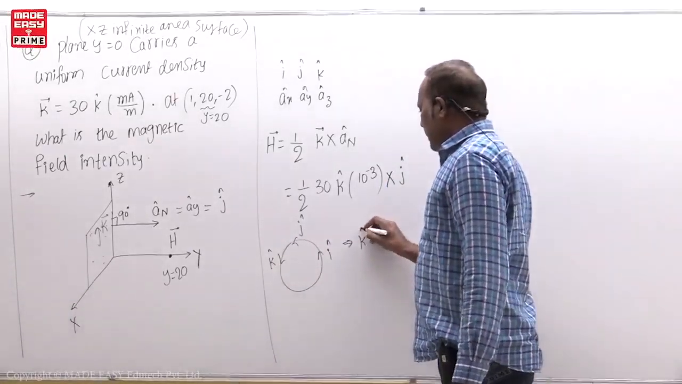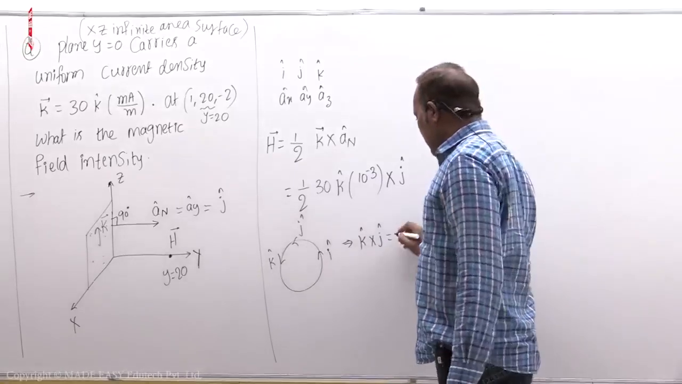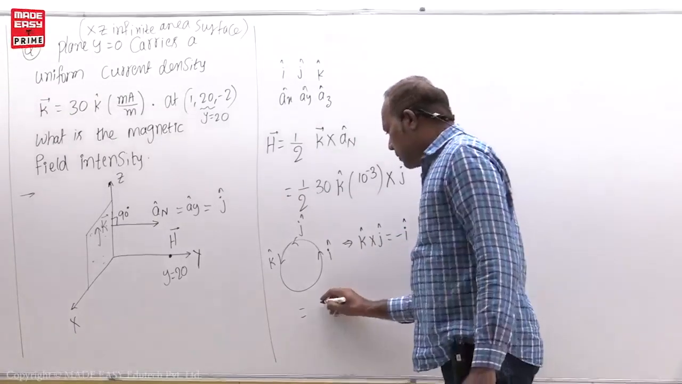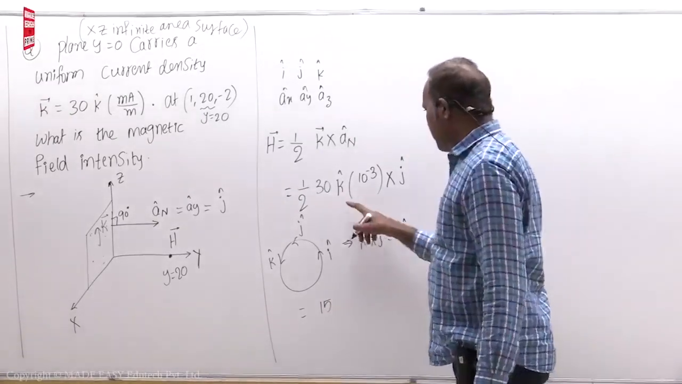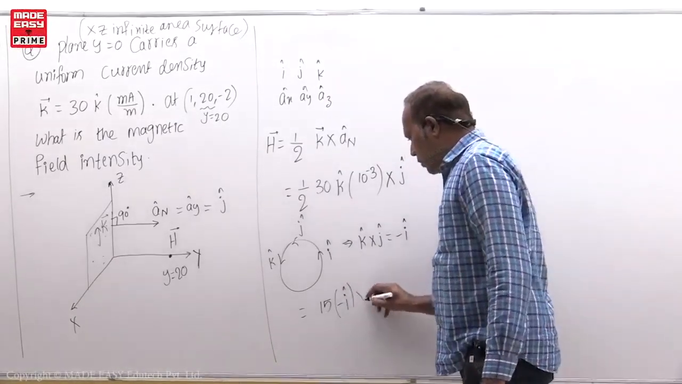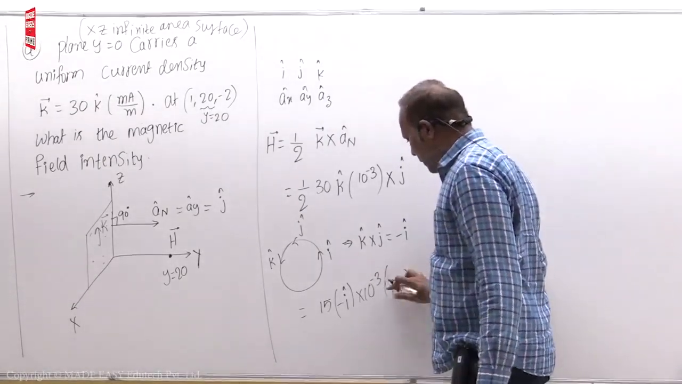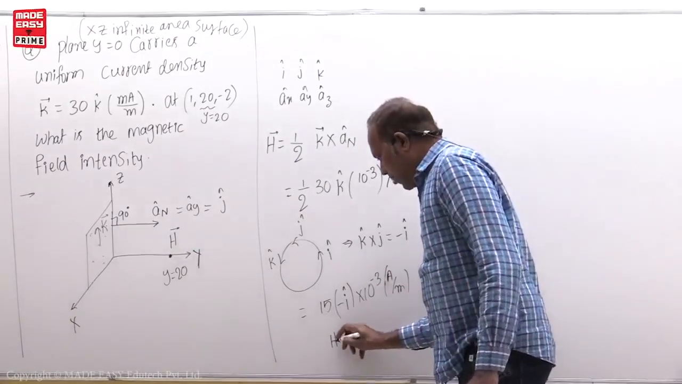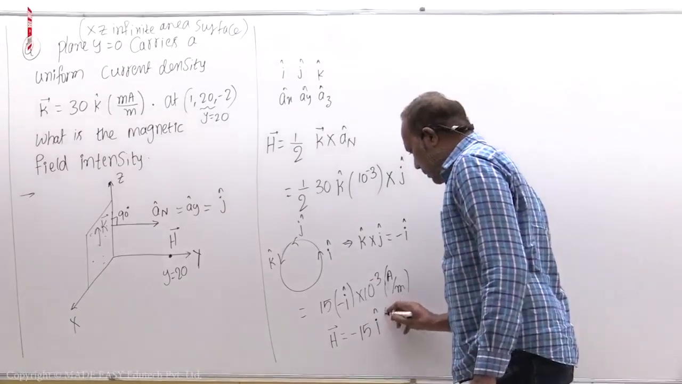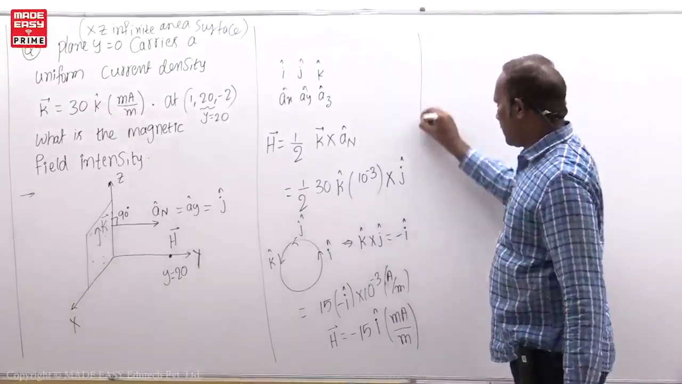Now from this, K cap cross J cap, K cross J is equal to minus I. Now that is equal to, this is 15 and this is 10 power minus 3, here minus I into 10 to the power minus 3 ampere per meter, and that is nothing but H bar is equal to minus 15 I cap milliampere per meter. This is the answer.